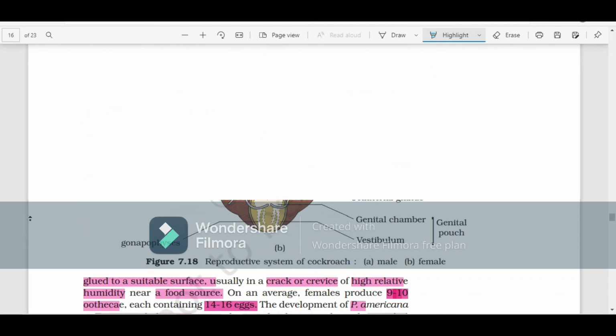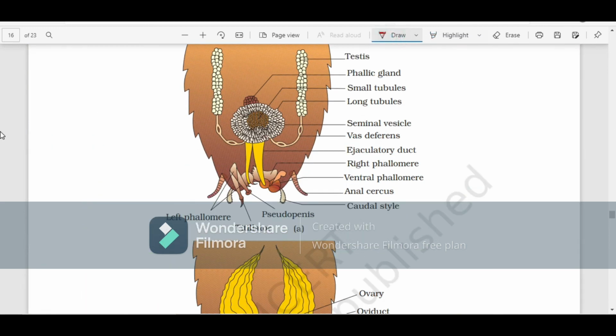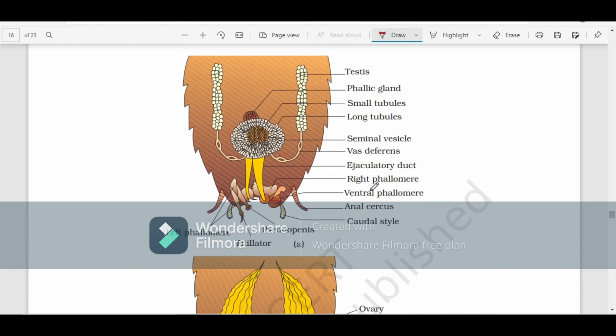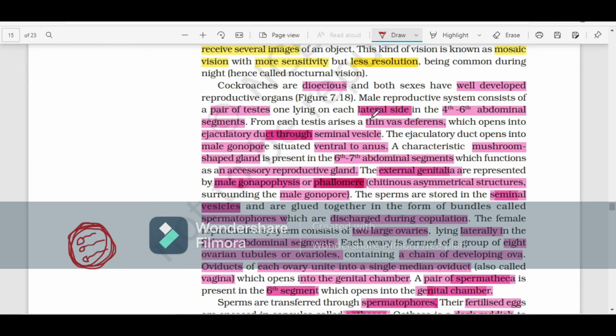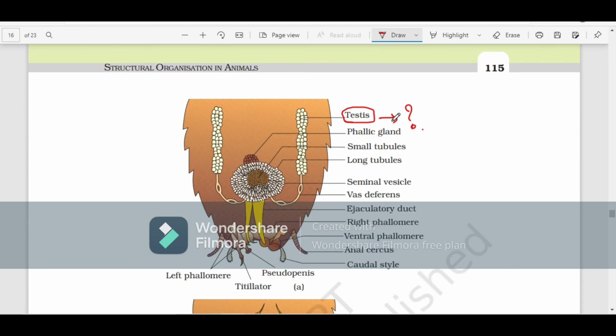Okay, so now moving to the reproductive system. So let's see this reproductive system diagram. So this is the testis with segments. 4 to 6 abdominal segments, we just saw right here, right? 4 to 6 abdominal segments. Okay. Now this is the phallic gland. Then you can find the small tubules, the large long tubules.